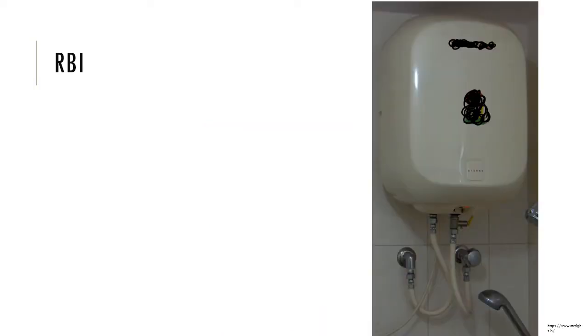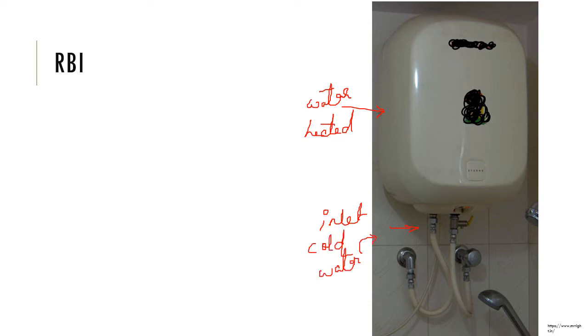Let's take this example of a water heater, which most of us have seen in our homes or in hotels or wherever we may have stayed for some time. In this water heater we know that the water gets heated at this point, and for that we have two pipes. This is the inlet where cold water goes in, and this is the outlet where the hot water comes out.